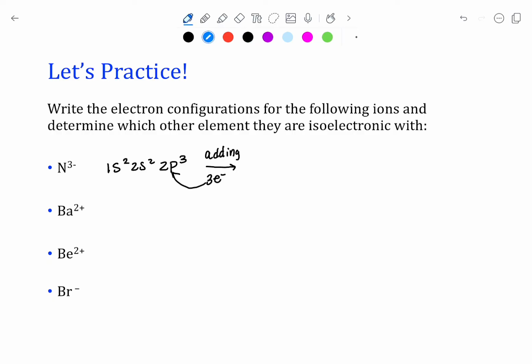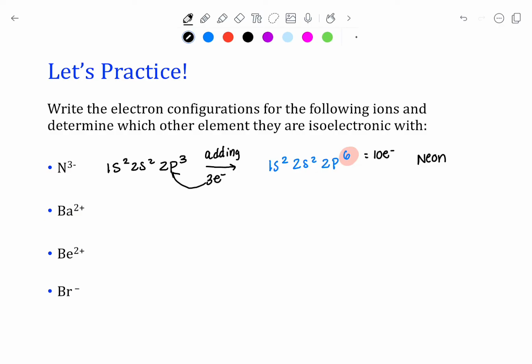So our electron configuration becomes 1s2, 2s2, 2p6. Okay, so because we added those 3 electrons, they went into the p, and now we have a 2p6 there. That means we have a total of 10 electrons. So what other element on our periodic table also has 10 electrons? Well, that was neon. So it is isoelectronic with neon.